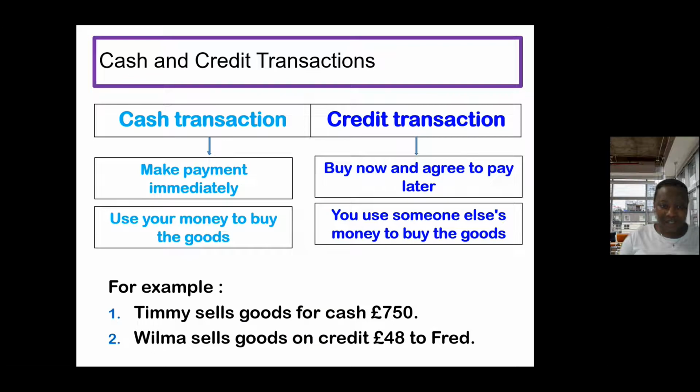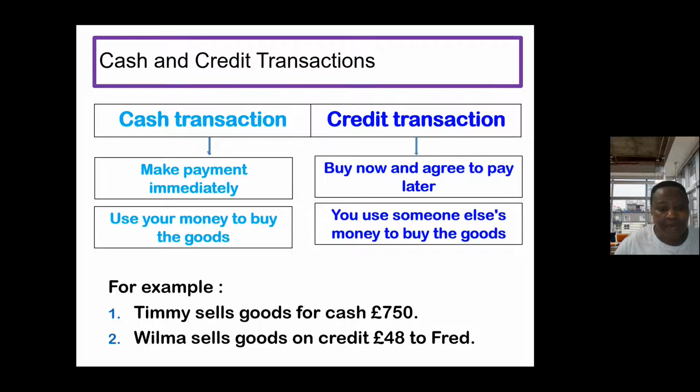Okay, cash and credit transactions. What do we mean by a cash transaction and what do we mean by a credit transaction? When we say cash transaction, we mean those transactions we engage in where payment is made immediately. Either we pay money immediately for the goods or services, or we offer services or give people goods and they pay us money immediately. Those are called cash transactions.